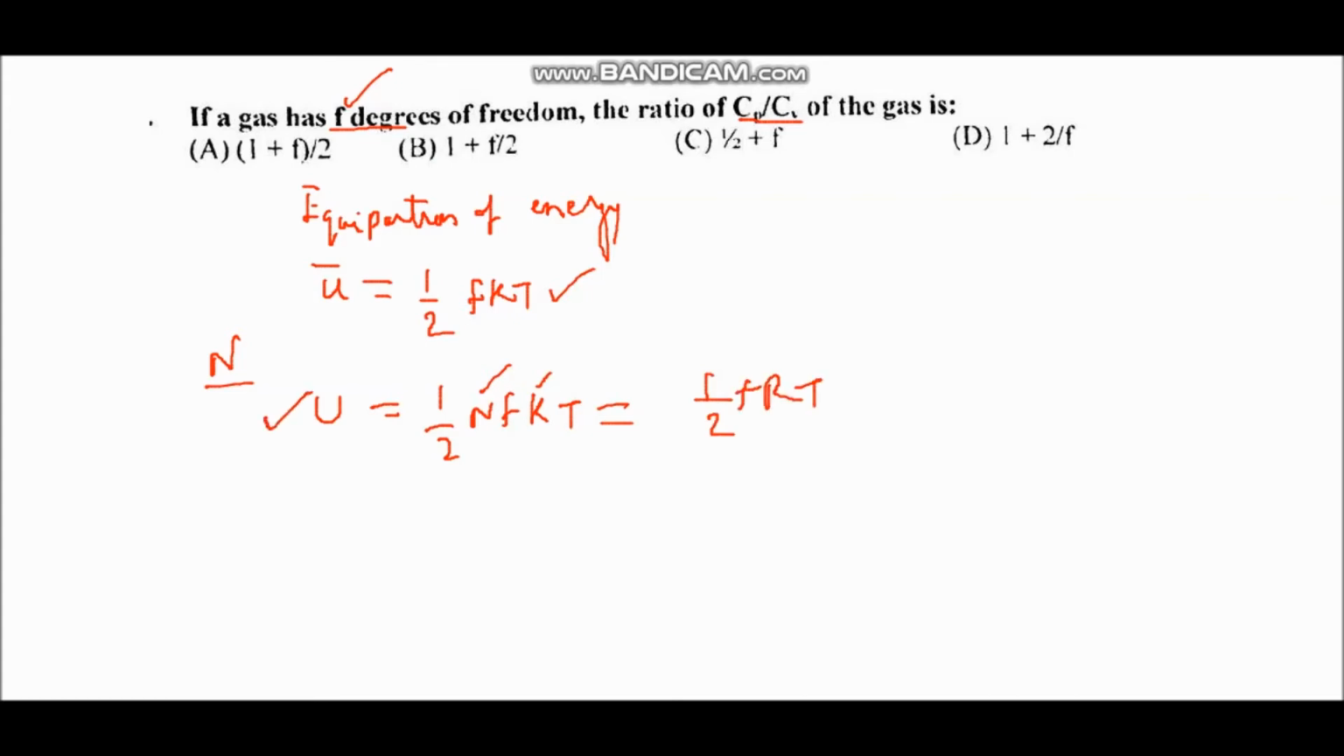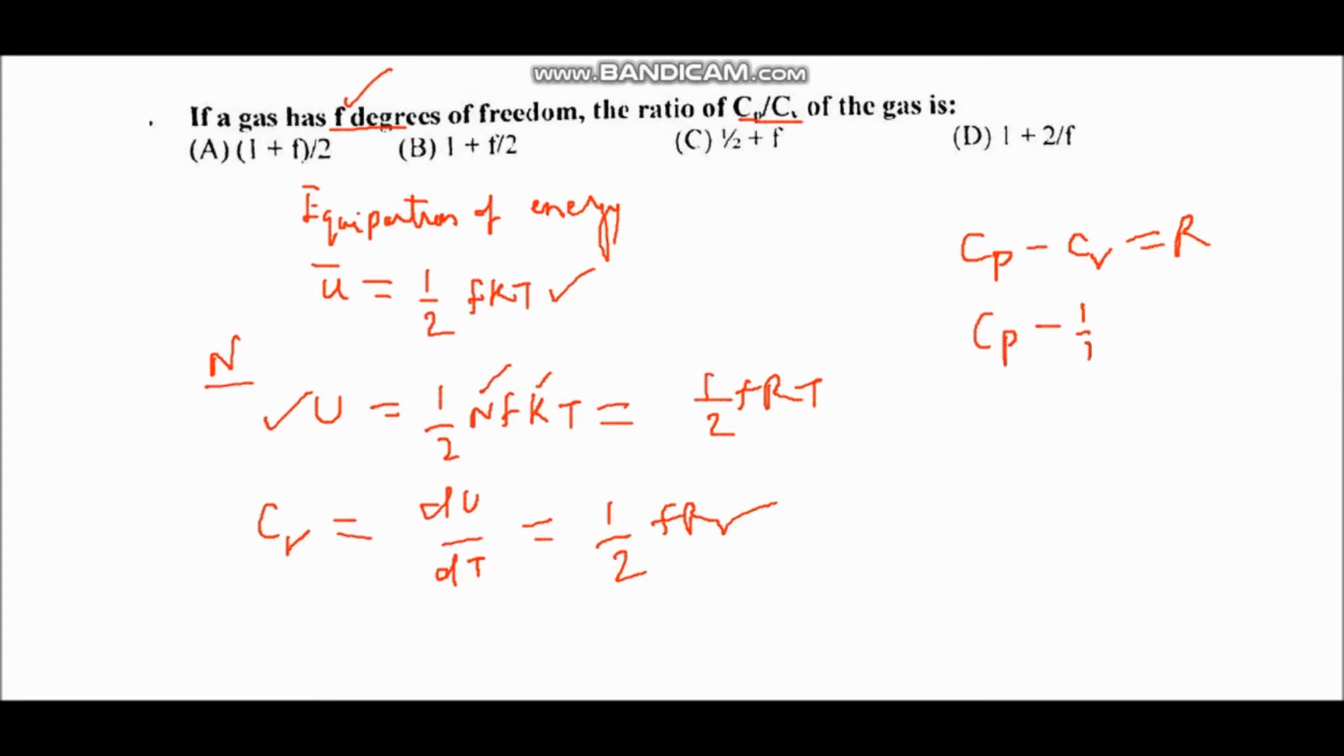Now we will find the value of Cv, which is the specific heat at constant volume. Cv is equal to du over dT. So from here we get Cv is equal to half F into R. Now we will find Cp from the relation Cp minus Cv is equal to R. So substitute the value of Cv, which is 1 by 2 F into R, and Cp comes equal to (F by 2 plus 1) into R.